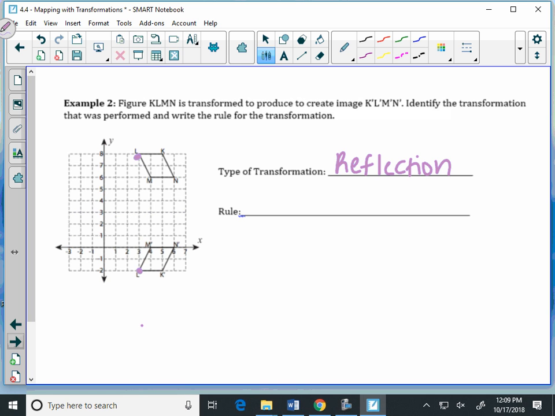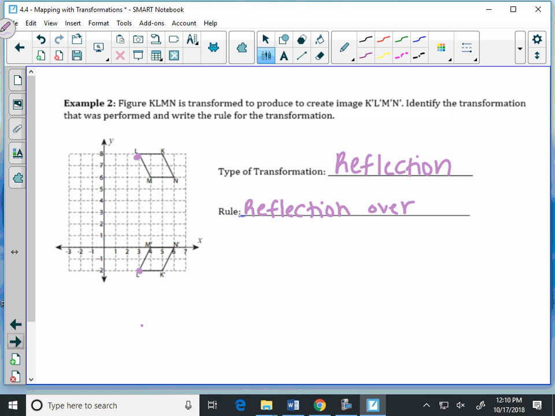So for the rule for reflection, you can write this one out in sentence form. Reflection over. We just have to figure out, well, what did we reflect it over? What's our line of reflection? To figure this out, we know the line of reflection is directly in the middle of the two figures because they're the same distance from the line of reflection. So to figure that out, count the distance in between.